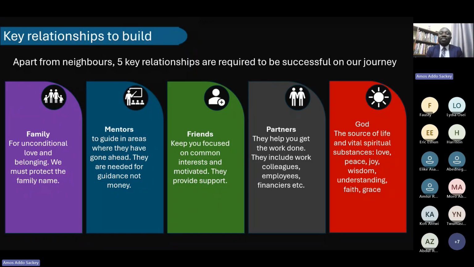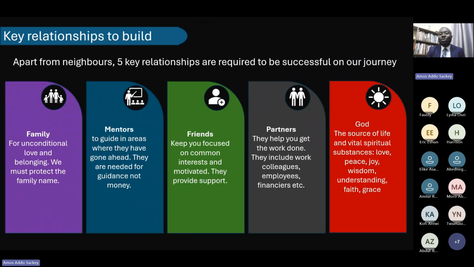And then we need friends. Everybody needs a friend. There are people who are not that friendly. Some are naturally introverted, but you still need friends. Even the introvert needs a friend.